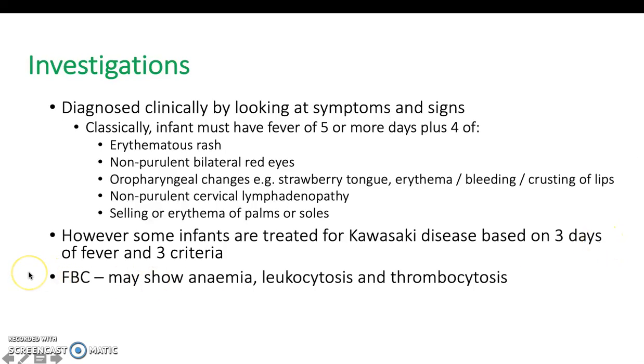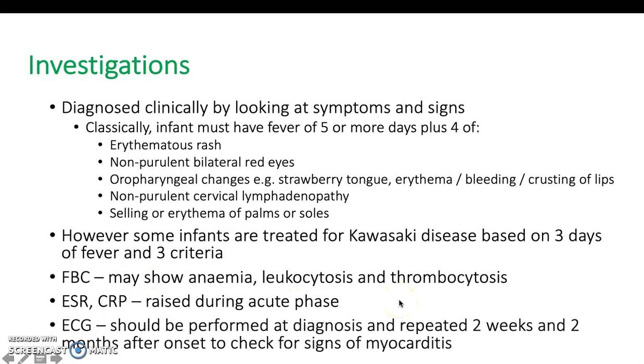Full blood count to show anemia, leukocytosis or thrombocytosis. ESR and CRP, as it's a vasculitis, so these would be raised only during the acute phase. And an ECG, this is really important because of the cardiac complications. So you've got to perform it at diagnosis, repeat 2 weeks, and then 2 months after. And you want to check for signs of myocarditis.